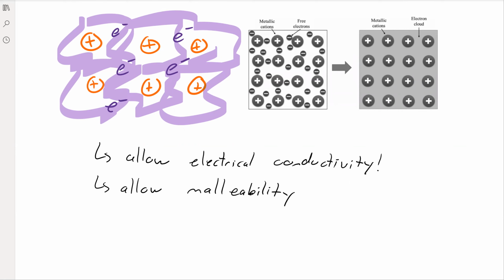But anyways, there's just a short intro to metallic bonding. Again, we're not going to focus on that. We're going to focus more on ionic, and we're going to focus a lot on covalent bonding.